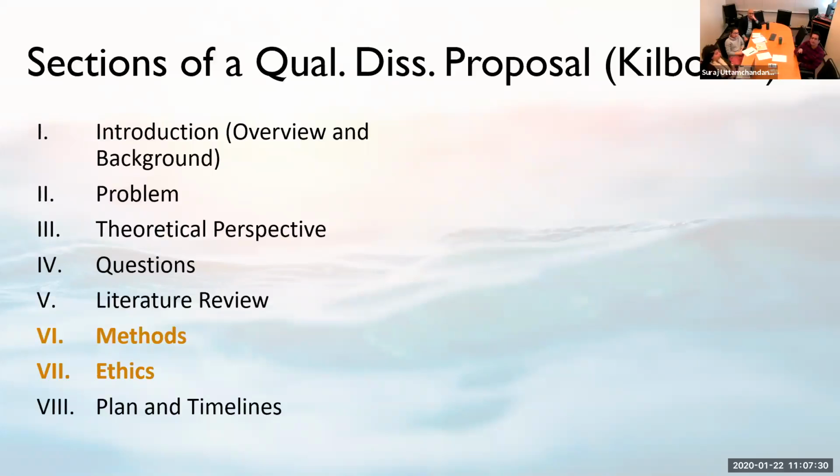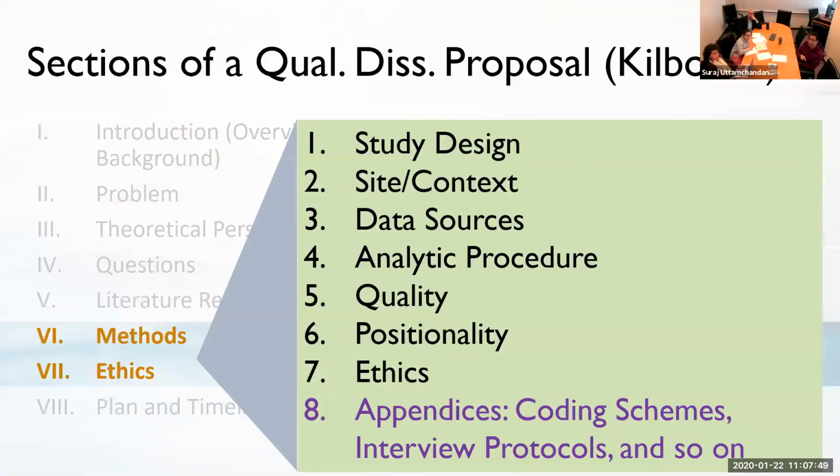No, just kidding. Okay, so in a dissertation proposal, you've got the introduction, which is your overview and your background, the problem, the theoretical perspective, your questions, your literature review, your methods, your ethics, and your plan and timelines. That's kind of what Kilbourne would argue. I think there's some room to kind of reorder here, but today let's focus on the methods and ethics section.